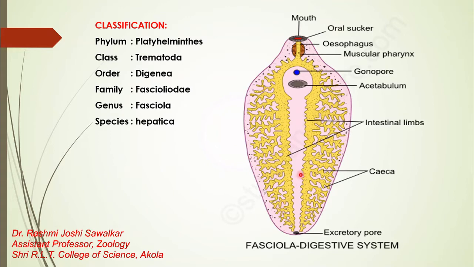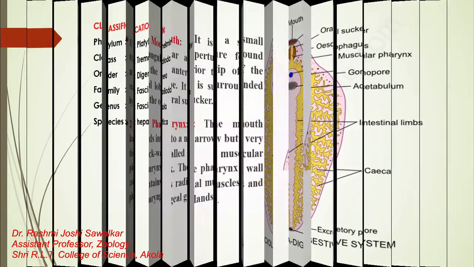In the body of Fasciola we studied a total of 3 openings. The first one is the mouth, the second one is the gonopore, and the third one is the excretory pore. These openings are present in the diagram here. Now let's start the digestive system of Fasciola hepatica.